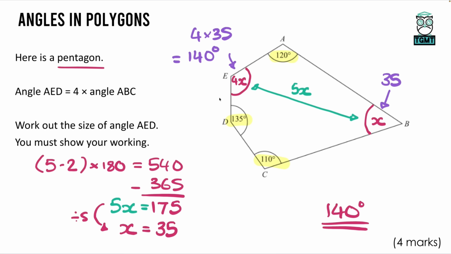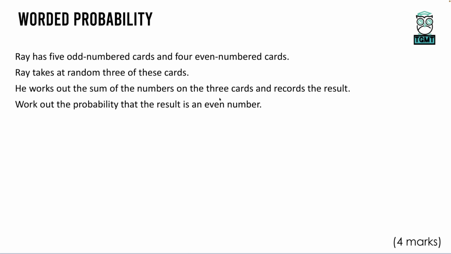And that is angles in polygons, and that was a particular type of polygon, which was an irregular polygon. For these worded probability questions, it's not always the best idea to draw a probability tree. So we'll have a think about how we could do this without a probability tree.